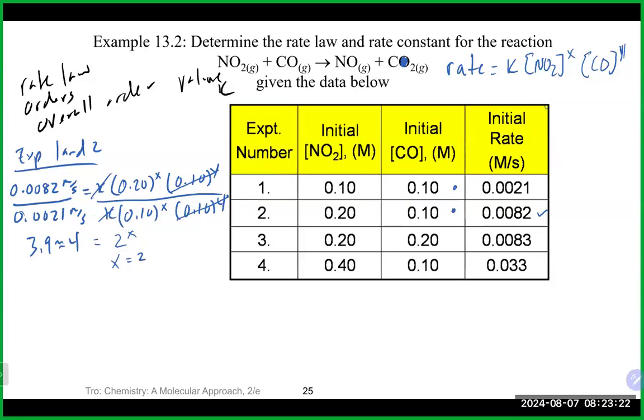Again, you could take the natural log of both sides and divide it. So if you were to do that, you could take the natural log of 3.9 divided by the natural log of 2, and you'll get basically a 1.96, which again is fairly close to 2.